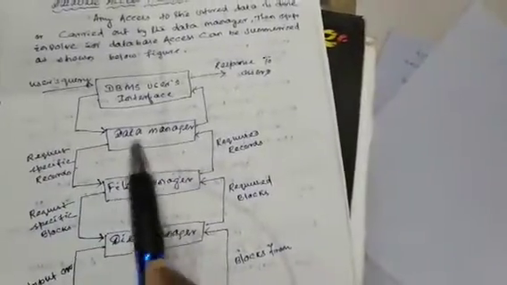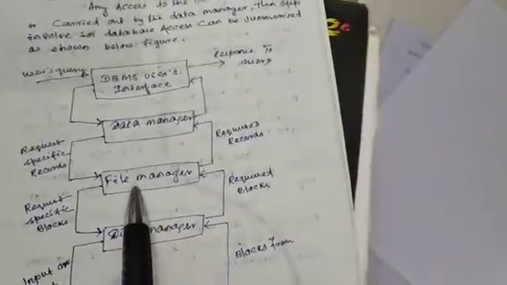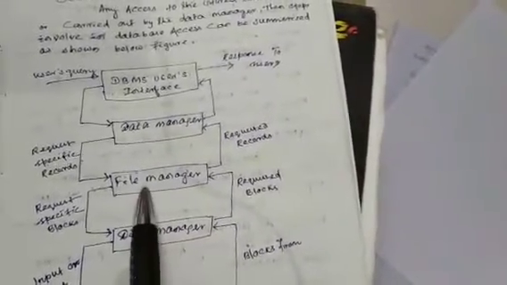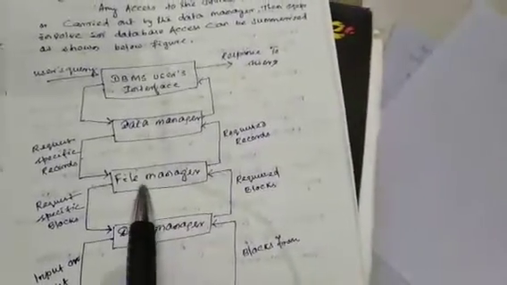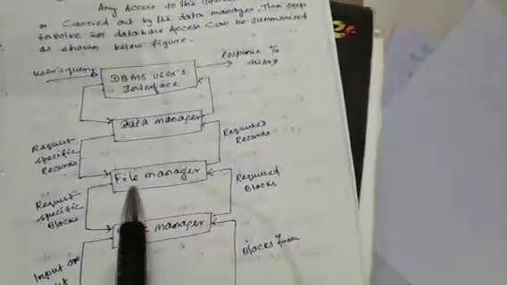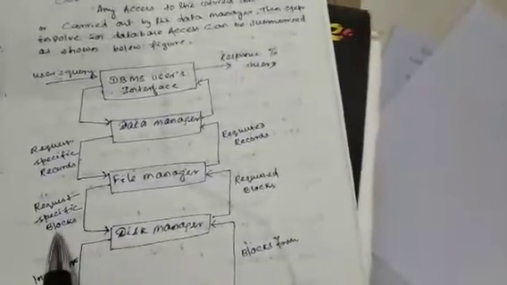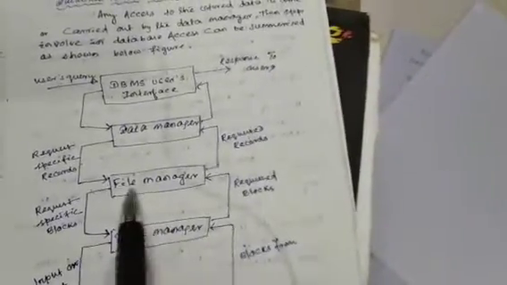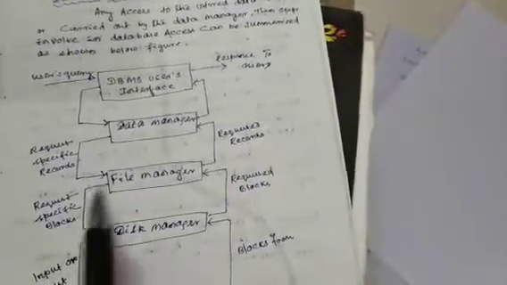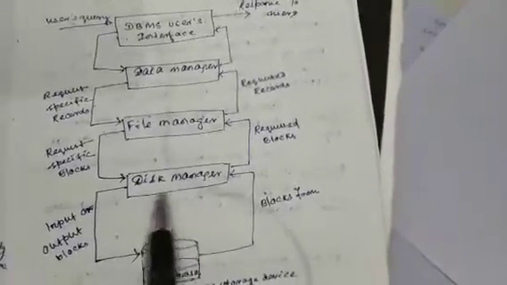That request will be sent to the file manager by the data manager. Then the file manager processes it and sends the same request for specific blocks. It passes this request for specific blocks to the disk manager.